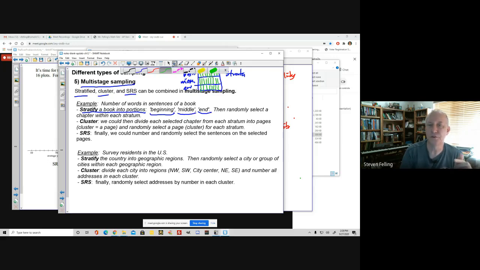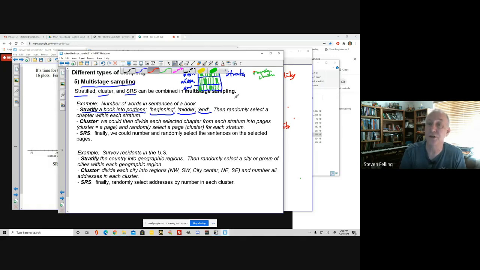And then you do some sort of a random sample of clusters. Actually, let me do that in green. So you do some sort of a random selection of clusters. Like maybe in this strata you select this cluster and this cluster, and in this strata you select this cluster and this cluster. In this strata you select this cluster and this cluster. And then maybe we don't want to take all of the sentences on the page. We only need a few sentences.